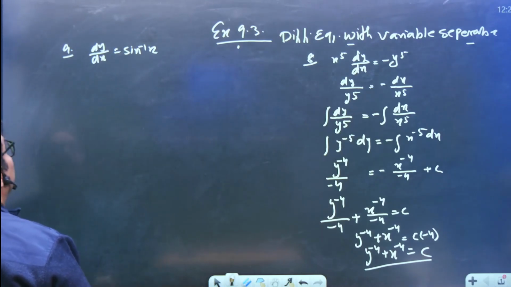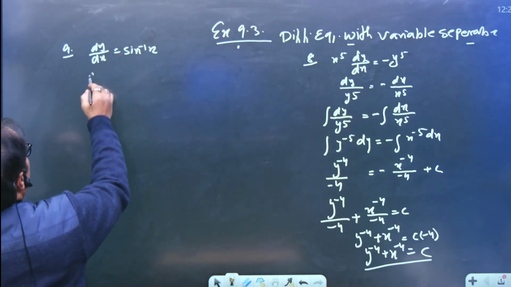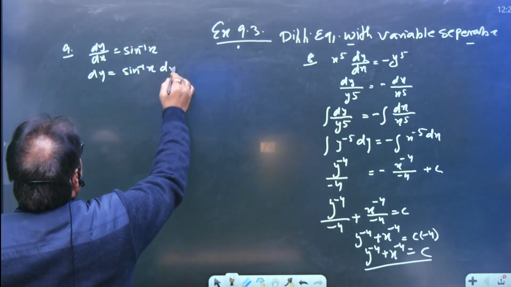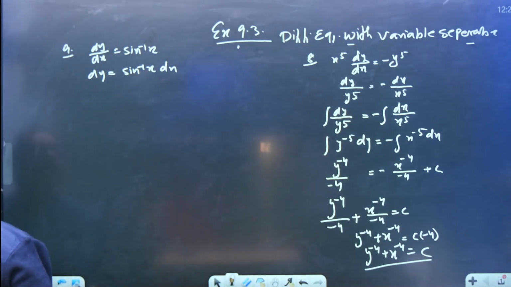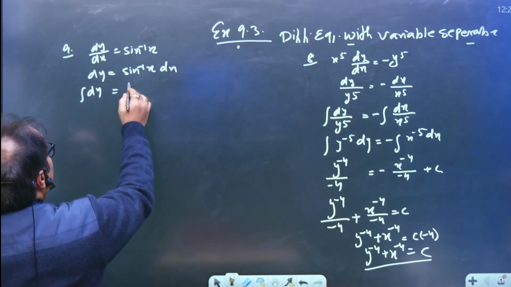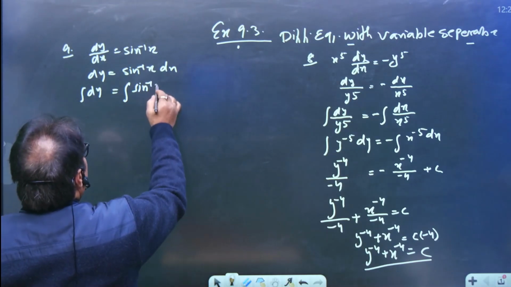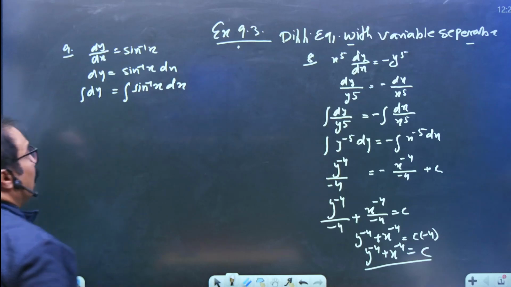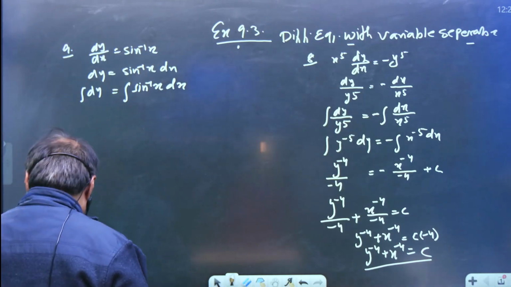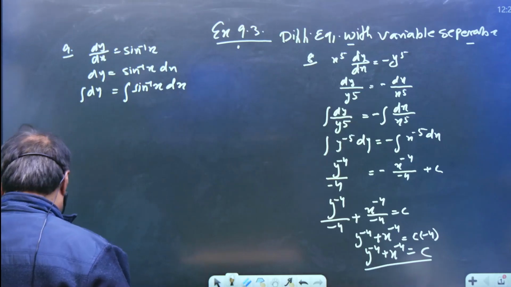So apply the variable separable property. So dy is equals to sine inverse x dx, and integration on both the sides. Integration of dy is equals to integration of sine inverse x dx, and here we will apply the ILATE rule, that is integration by parts.